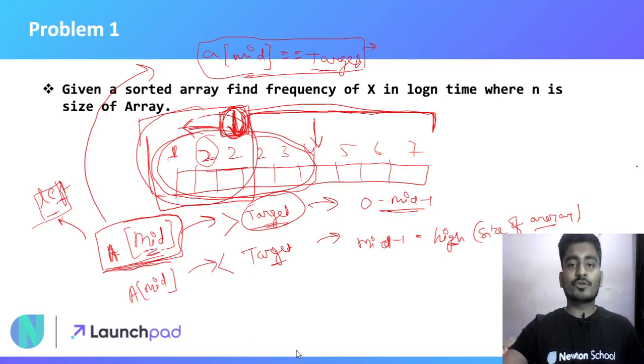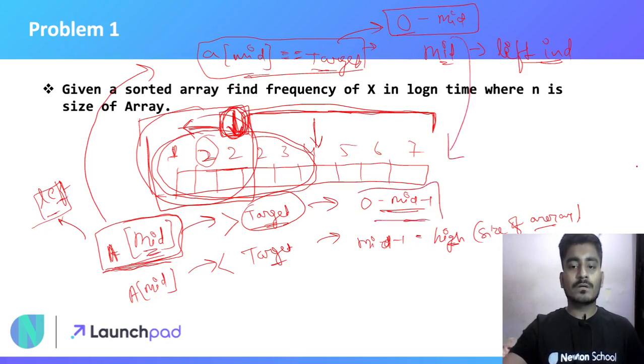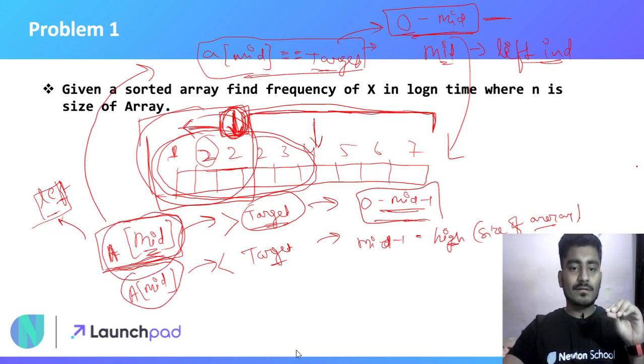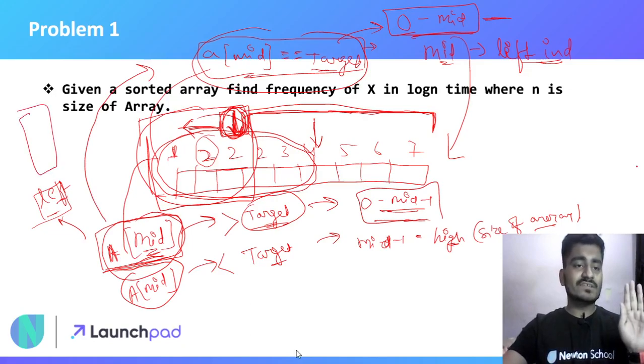But there is also a possibility that your mid is itself the leftmost index. That's why, in this case when a of mid is equal to target, your range will become 0 to mid, and not 0 to mid minus 1. Fine. So this is the highlight of this question. I have told you simply three cases, and when a of mid is equal to target, you just modify it into a standard binary search and you will get the approach.